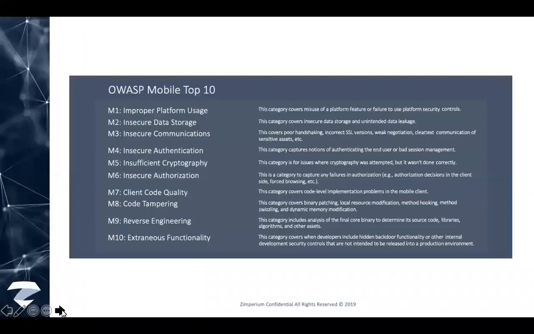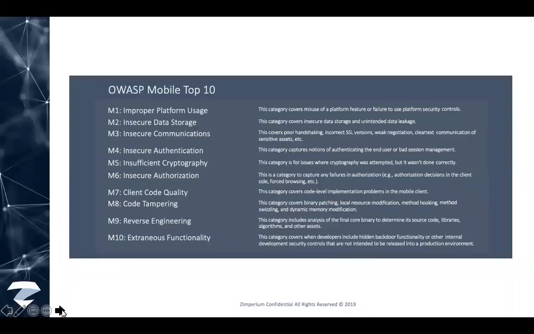As I mentioned, there's the mobile top 10, and I won't go through reading every single one of these, but you can basically see that here's the top 10, and it covers everything from storage to communication, authentication. Is it potentially reverse engineerable? Or are there opportunities for code tampering? All these different things factor into ways that can lead to both security and privacy risks. So we like to use it because it's a good standard that's across the board.